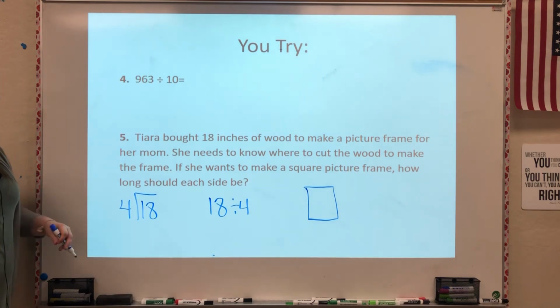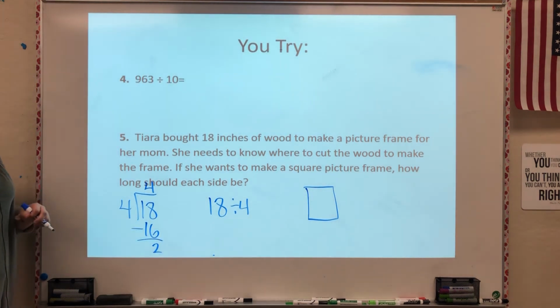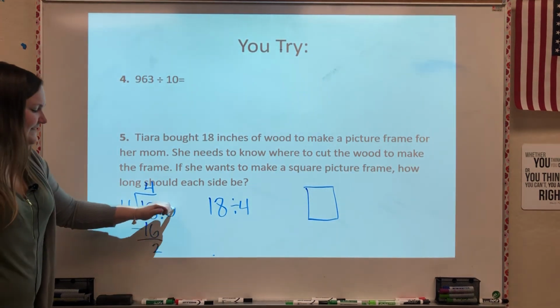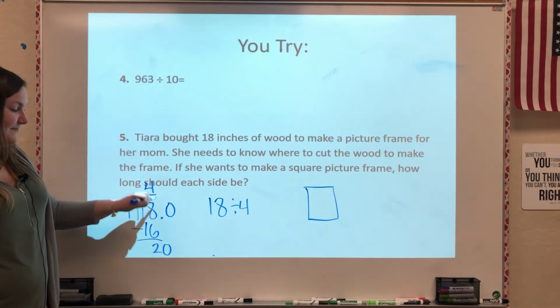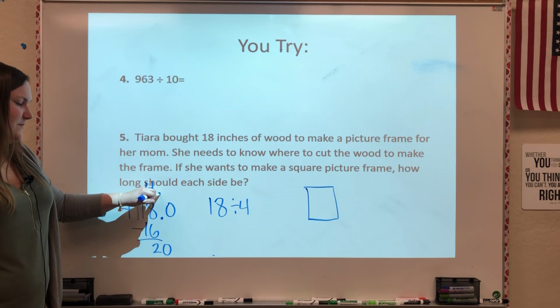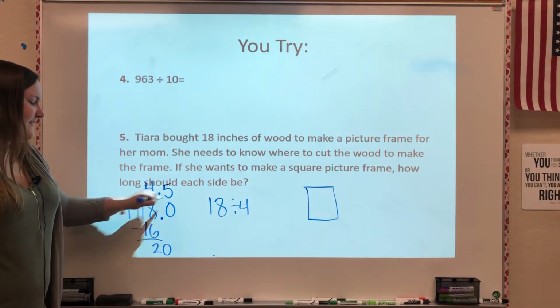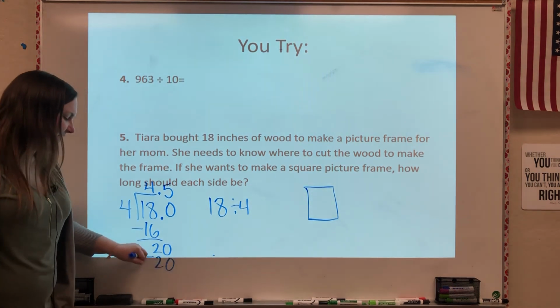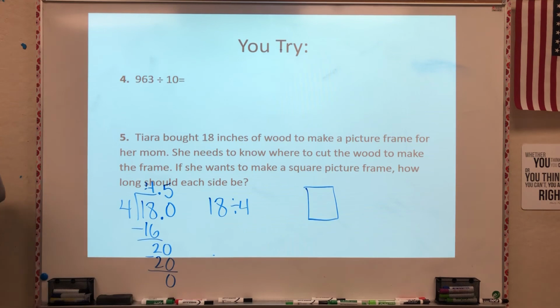I can say 4 goes into 18 4 times. 4 times 4 gives me 16, which leaves remainder 2. I can put in my decimal there and then say 4 goes into 25 times because I put my decimal there. That's where my decimal point is. And 4 goes into 25 times. 5 times 4 is 20. We subtract and get 0. So I'm left with my answer 4.5.